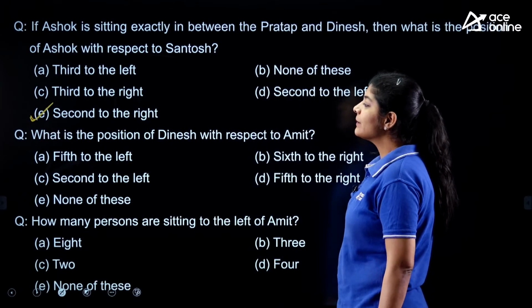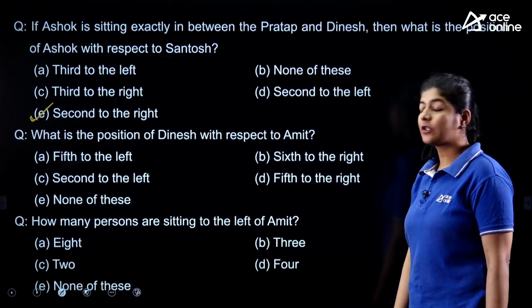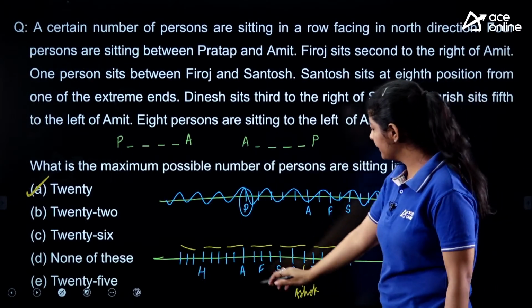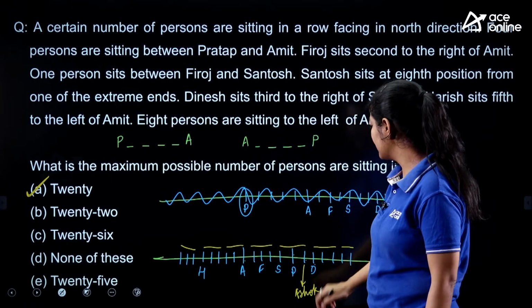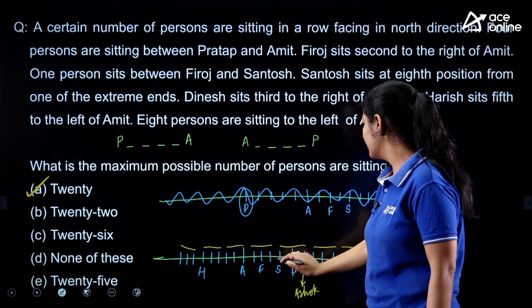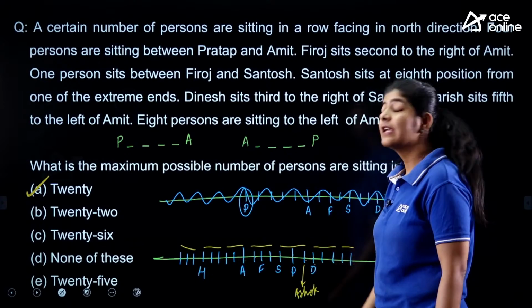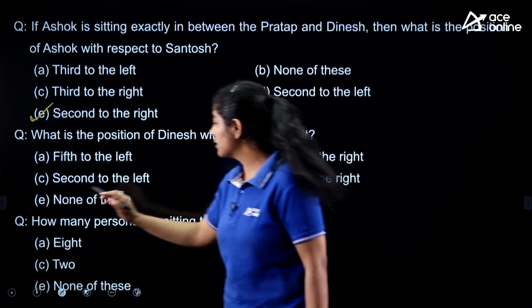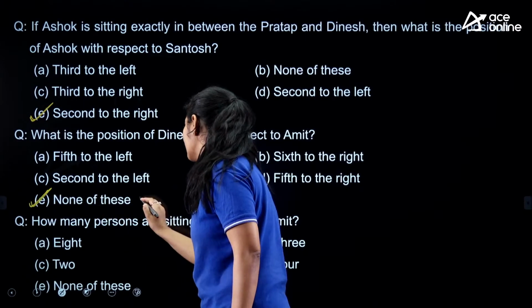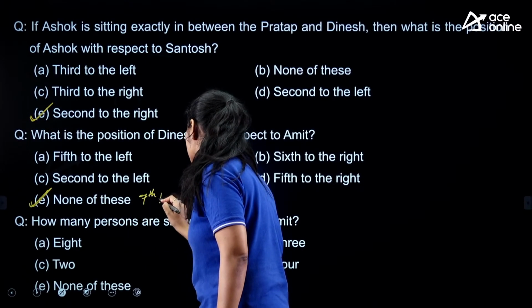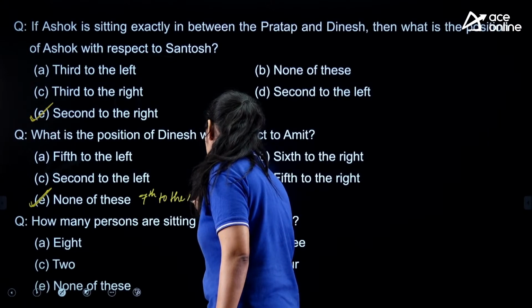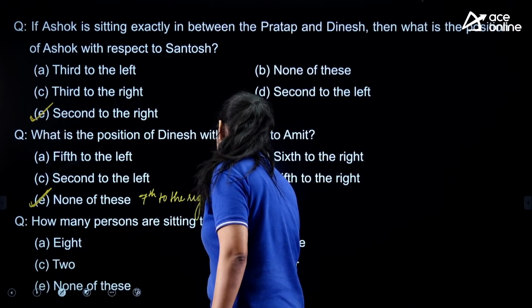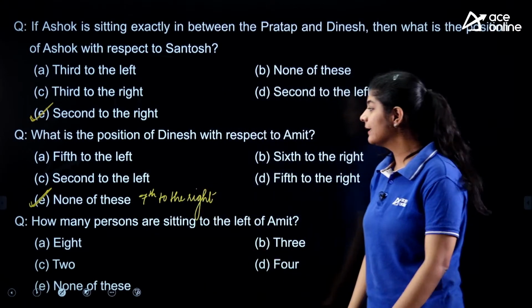Next. What is the position of Dinesh with respect to Amit? Here we have Amit and here we have Dinesh. First, second, third, fourth, fifth, sixth, seventh. Seventh to the right. It is not mentioned in the options, so option number E is the correct one. Here we can say seventh to the right. Right? Next.